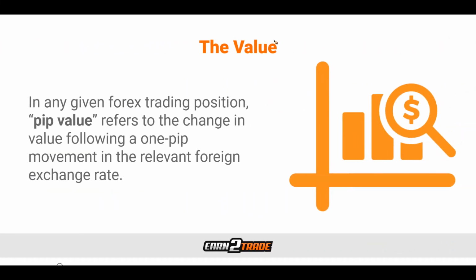Which brings us to our next subject, the value. So what is the value of a pip and how do we figure it out? Well, in any given Forex trading position, the pip value refers to the change in value following a 1 pip movement in the relevant foreign exchange rate. It's essentially the price attributed to a 1 pip move in a trade and used to reference the gains or losses incurred on that position. The currency pair being traded, the size of the trade, and the exchange rate at the time of trading all influence the value of that particular pip.